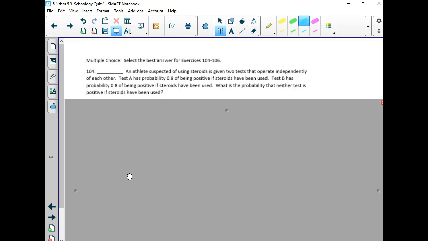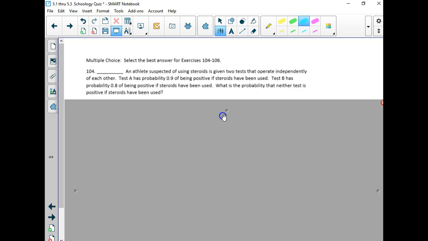An athlete suspected of using steroids is given 2 tests that operate independently of each other. Test A has a probability of 0.9 of being positive if steroids have been used. Test B has a probability of 0.8 of being positive if steroids have been used. What is the probability that neither test is positive if steroids have been used?